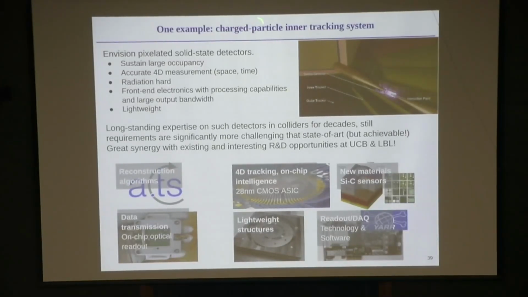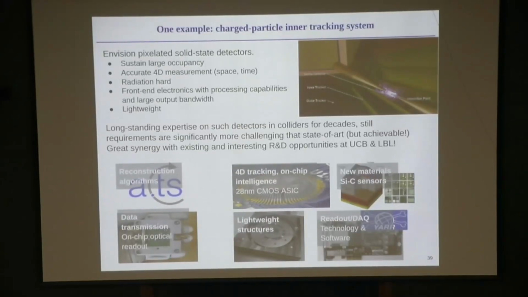Well, luckily, this is envisioned to be done through a solid state detector that is pixelated with very, very small granularity and has high accuracy in timing. It also needs to be very light to disturb the particles very little. It needs to be radiation hard because it's a very high radiation area around the interaction point. And in addition to that, we need dedicated front-end electronics with a large bandwidth.